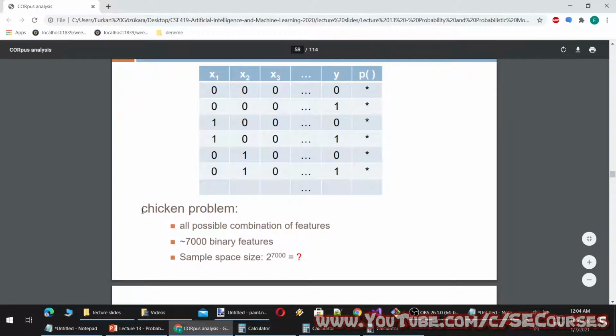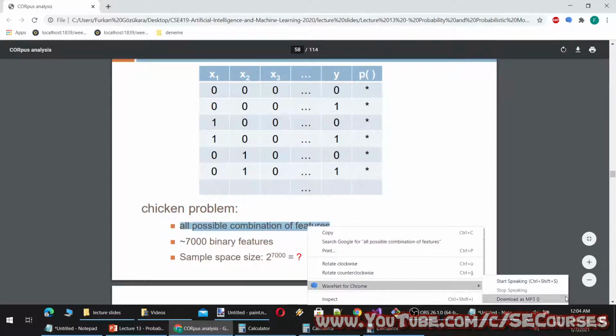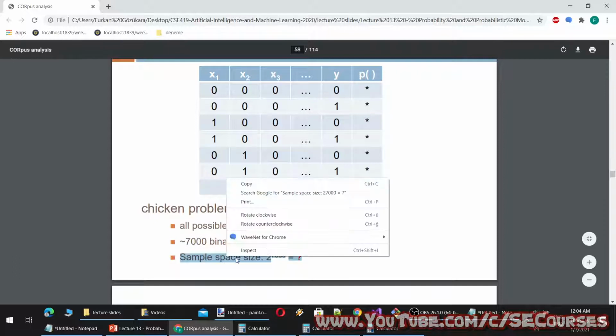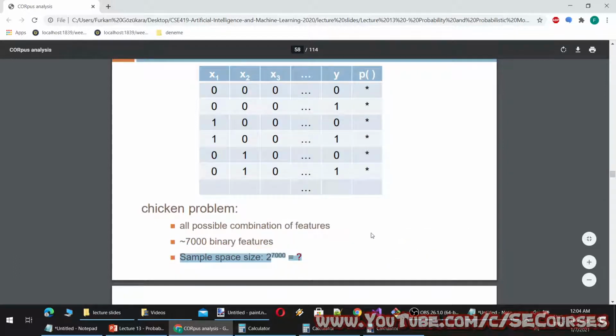Full distribution tables. So the chicken problem. All possible combinations of features. Approximately 7,000 binary features. Sample space size, 2^7,000 equals? So the sample space size can be 2 power 7,000. You see how much this would make? This is impossible to calculate, all of the combinations of features. It is impossible.